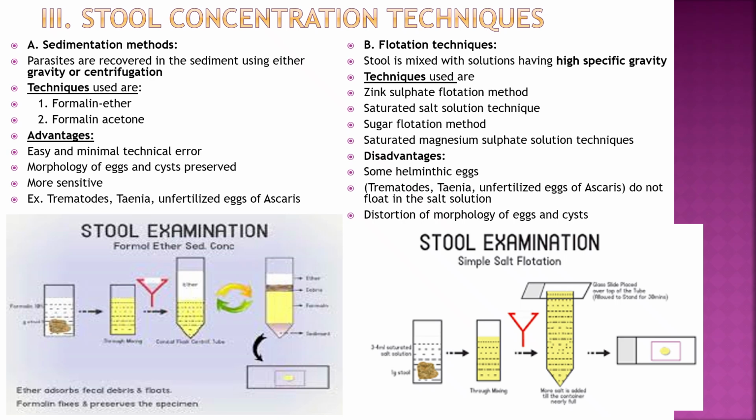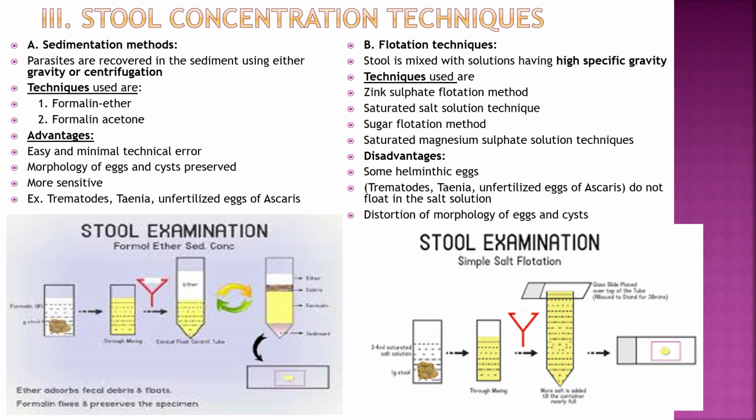The stool sample and these reagents are taken in a centrifuge tube and then it is centrifuged, and then the deposit is taken. In that we can find the morphology of the parasites. The advantages of the sedimentation method are that it is easy and there is minimal technical error. Morphology of eggs and cysts is preserved and it is more sensitive.